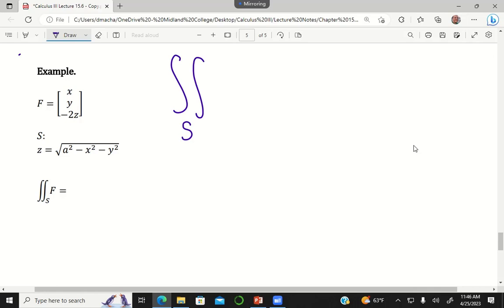So, double integral over a surface of F, which is a vector field. And this is a surface that is defined explicitly. I say it's defined explicitly because we have z equals some function of x and y. A is just a constant, we can pretend A is 3 or 5 or whatever.